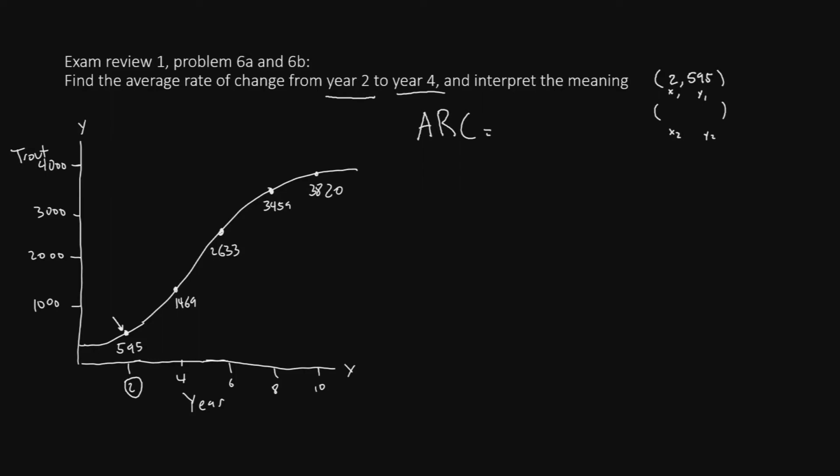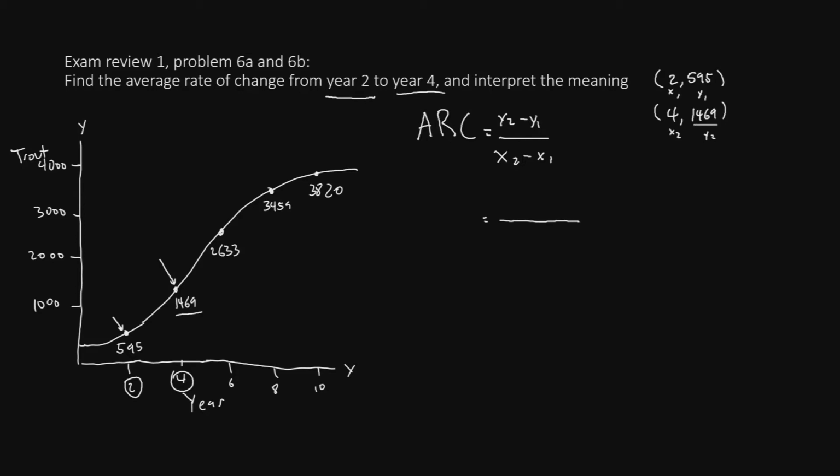Now let's get our other ordered pair. The other ordered pair will come from year 4. We'll call that our x2. Our y2 is the y that goes with that number right here at 1469. The equation we use to find average rate of change is y2 minus y1 divided by x2 minus x1. Since we know x1 and x2 and y1 and y2, let's just place them in their positions.